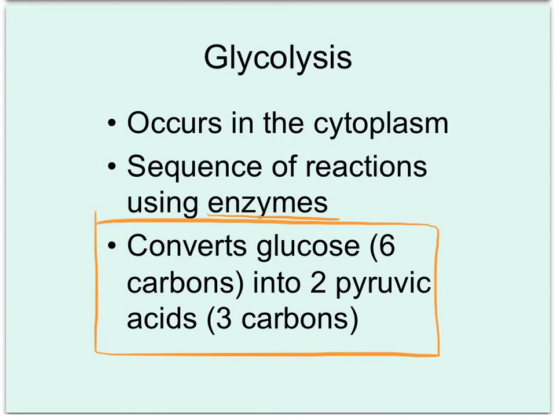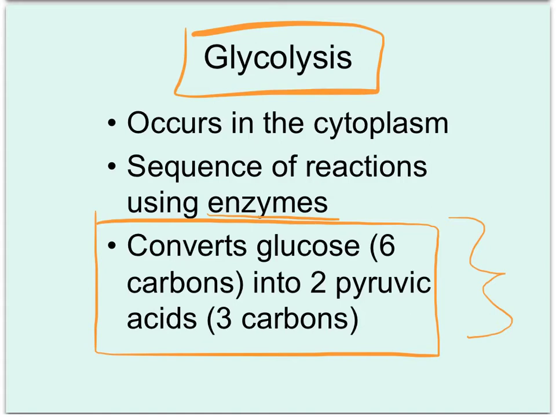We change glucose, which we've seen before, remember that's sugar, into 2 of what's called pyruvic acid. So that's the main idea behind all of this right here, is that glucose changes into 2 pyruvic acids, and that's what happens in the process of glycolysis.